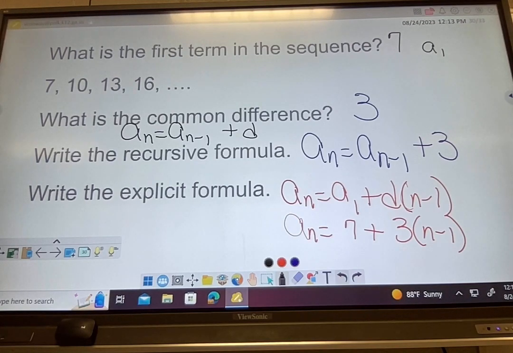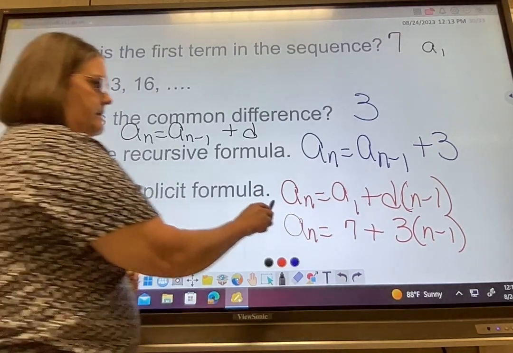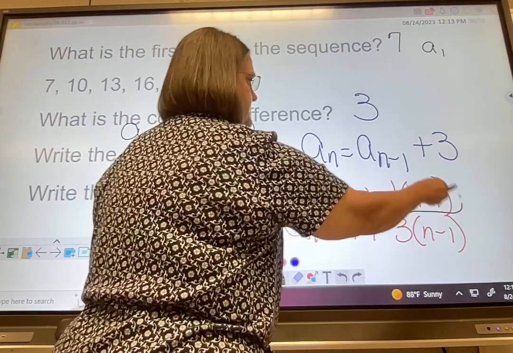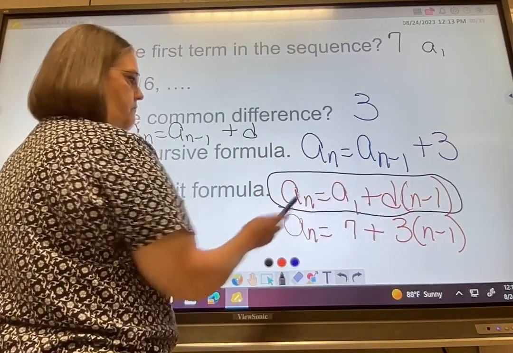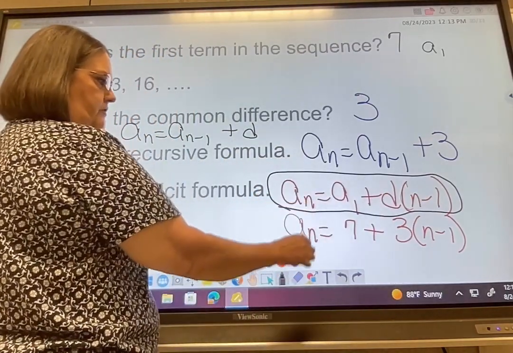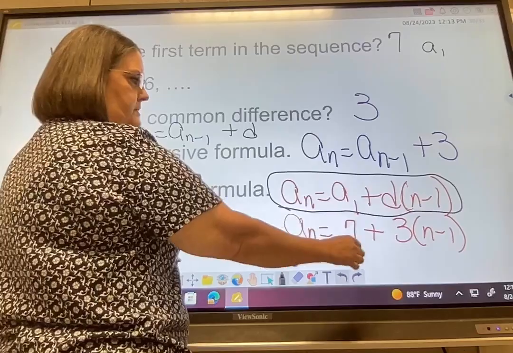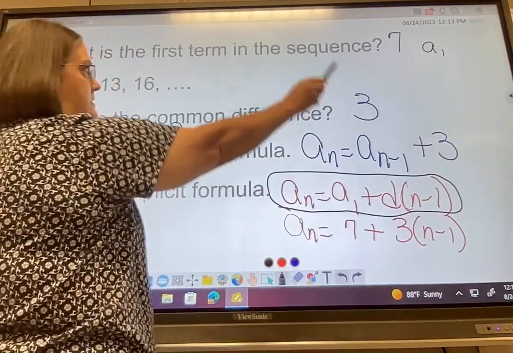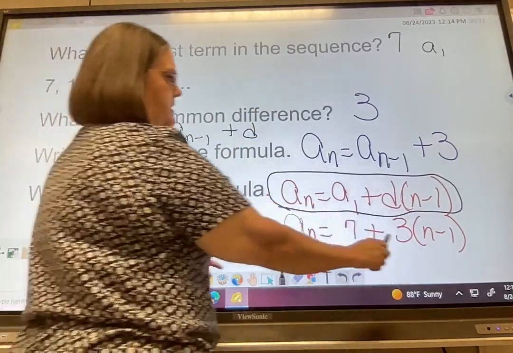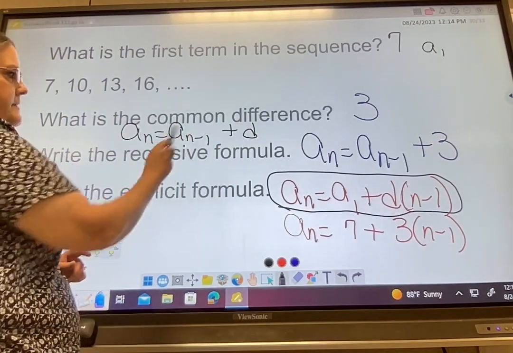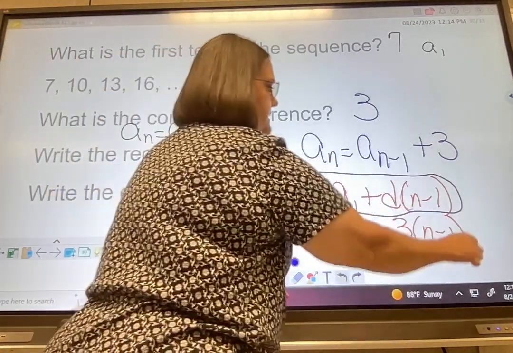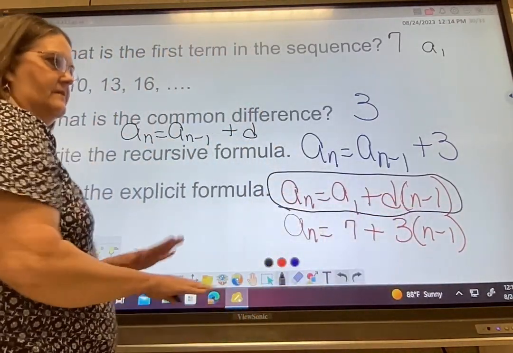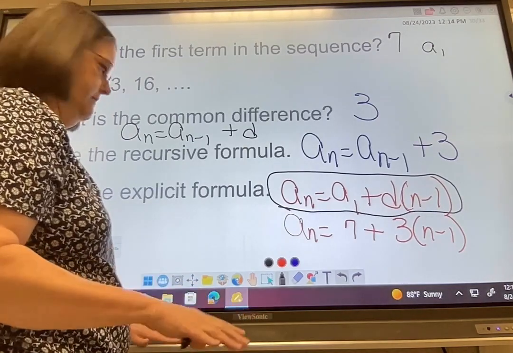Write the explicit formula. All I need to do here is plug in my A1 and my d. This is the formula that the state is going to give you on the formula sheet, and you're just going to say a sub n. You're going to put 7 in for a sub 1 because that's the first term, plus d, which is what I'm adding to each term, parentheses n minus 1. And that's the form. That's it. That's the answer.